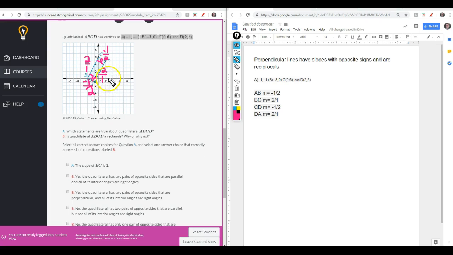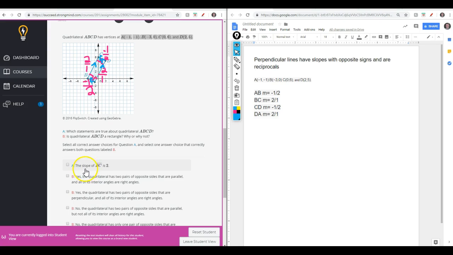So now the next thing we're going to check is that opposite sides are parallel, which in the last lesson we learned that that means that they would have the same slope. So segment BC's opposite side would be segment DA, and they are parallel. And segment BA has a slope of -1/2 and its opposite side has a slope of -1/2, so those two sides are parallel as well. So yes, it is a rectangle based off of what it's wanting.